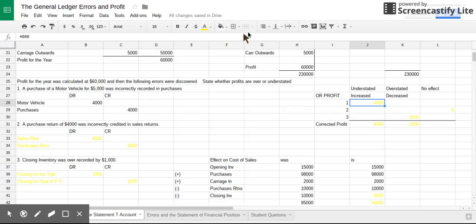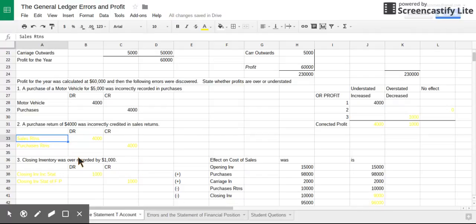So, I've got my little table. You normally see a little table like this in an exam question. And I'm going to put the 4,000 in the either profit understated or profit should be increased column. Next one, purchase return of 4,000 was incorrectly credited to sales returns.